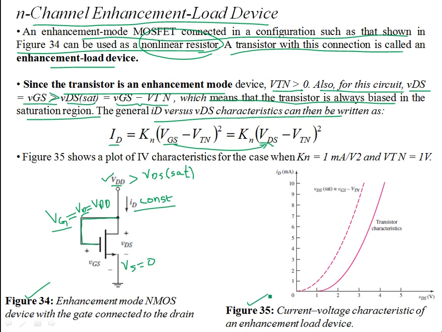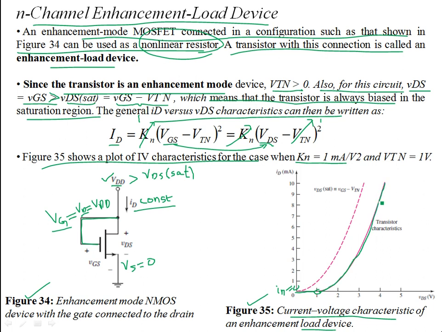You see in figure 35 the current voltage relationship characteristic of the enhancement load device, and this happens to be your VTN. Figure 35 plots the IV characteristic for this case, and Kn is set to 1. Let's forget about this parameter; it is normalized to unity. And your threshold is again 1. That means when VDS is 1, you are at the threshold, so ID is 0 over here. But as VDS increases, a square law holds for the drain to source current.